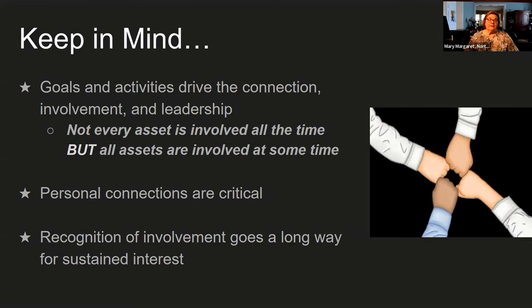All right, this is really a recap of what the three of us have said to you, that our vision, mission, goals drive the connection and the involvement among the assets. Not every asset, not every person, not every organization is involved in every initiative, but all of them are involved at some time.